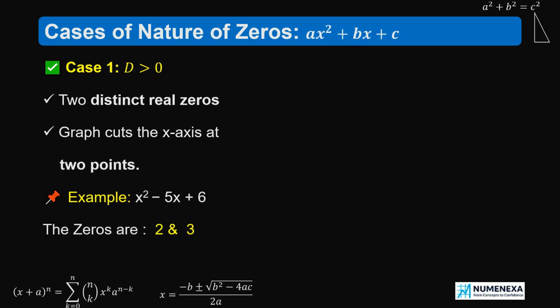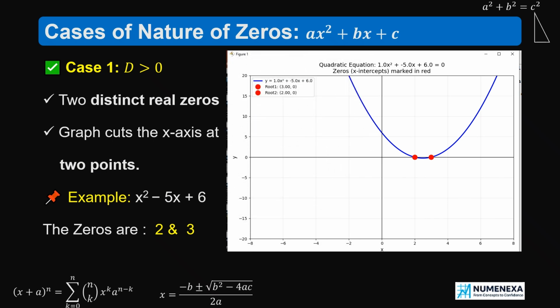Let's analyze the nature of zeros of x squared minus 5x plus 6. Observe the graph of the given polynomial, the two zeros marked in red points. The roots or zeros of the given quadratic equation are 2 and 3.